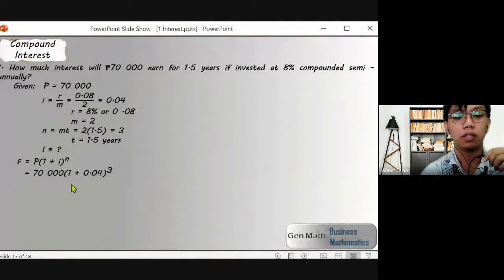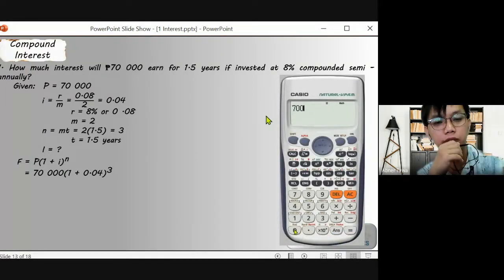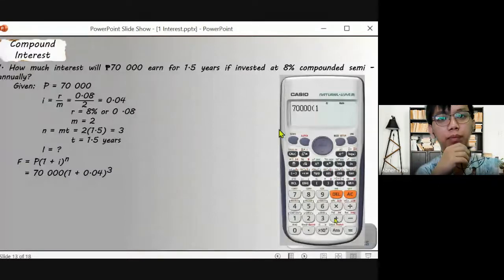Okay, and then next, we're just going to substitute the values we already identified into the formula. What is the value of P? We have here 70,000 pesos, and then 1, that is already constant, plus what is the value of I? We have here 0.04. Then what is the value of N? That is 3. Okay, and then we can just use the calculator here to solve for the value of F. That is 70,000 times 1 plus 0.04 raised to 3.